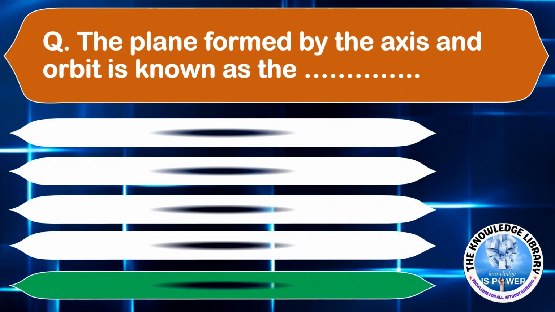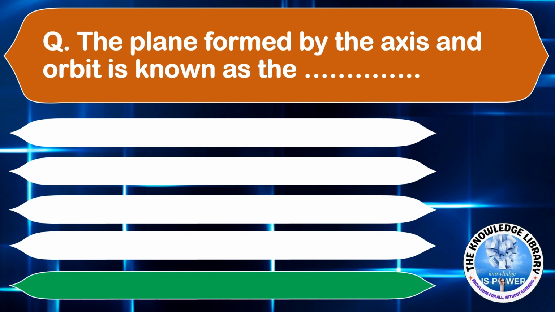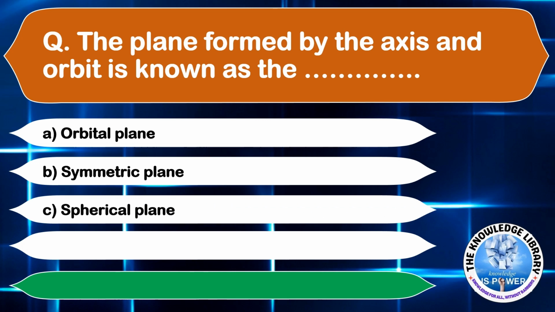The plane formed by the axis and orbit is known as option A, orbital plane. Option B, symmetric plane. Option C, spherical plane. And option D, none of the above. The correct answer is option A, orbital plane. Moving on to the next question.